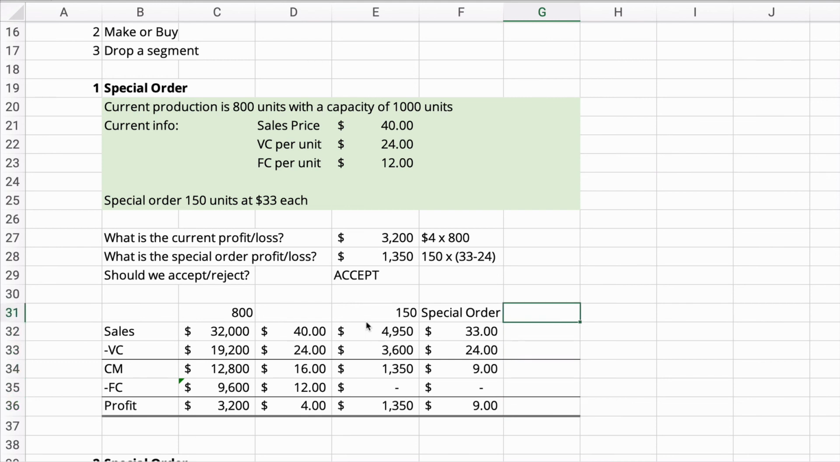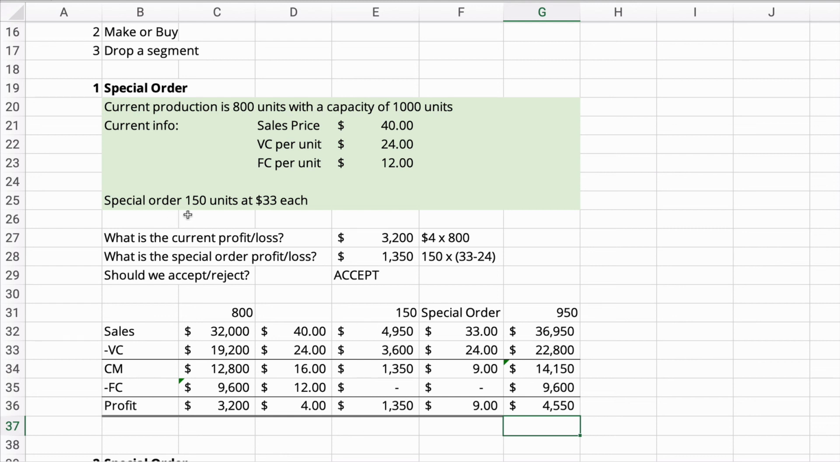Now let's think about total. If this helps, let's think about for the 950. The 950, we have 32,000 plus 4,950. For the total variable cost, we have 19,200 plus the 3,600. We can subtract out 36 minus the 22, and we get 14,150. What is our total fixed cost? Our total fixed cost is 9,600 plus 0 more. It's 9,600. So our profit is going to be 4,550. 4,550 is our total profit.